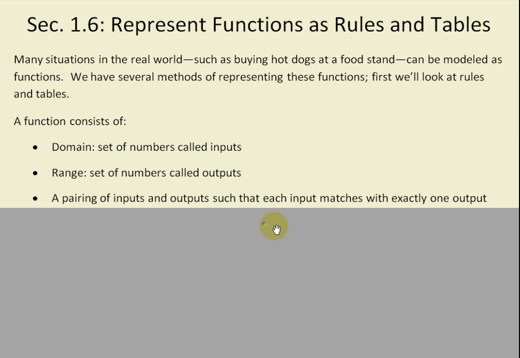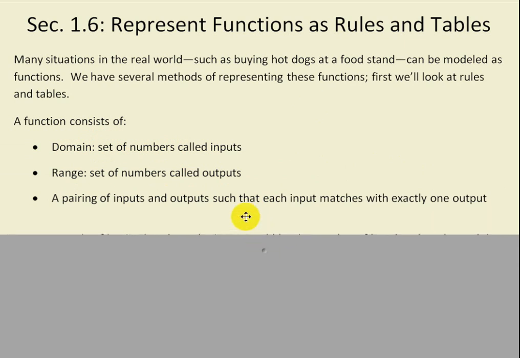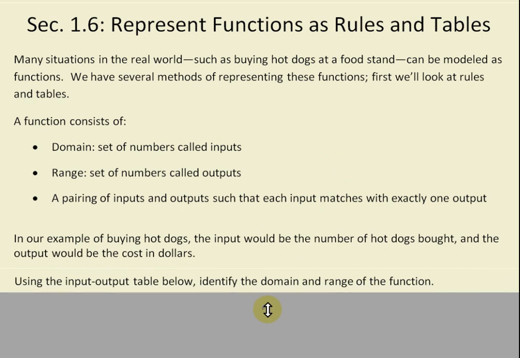So first of all, what is a function? Well, first of all, it consists of a domain, which is the set of numbers that we call inputs, and then the range, which is a set of numbers that we call the outputs, and then we have these paired up in such a way that each input matches with exactly one output. No more, no less. Exactly one output. So each input gives you exactly one output.